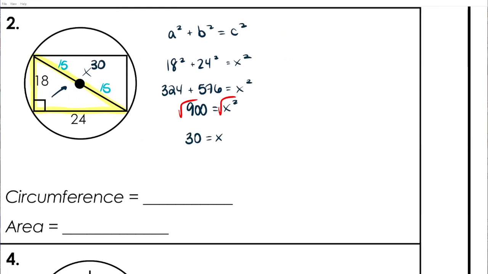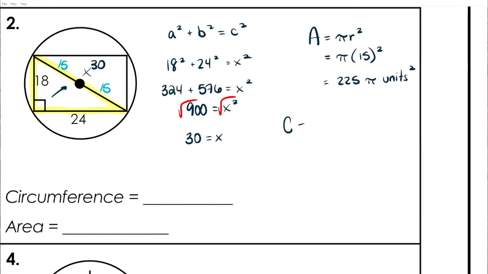We can go area is pi r squared. So pi times 15 squared, 225 pi, and they didn't give us a unit, so we can always drop in a unit squared. Make sure we keep our chemistry teachers happy by using our units.